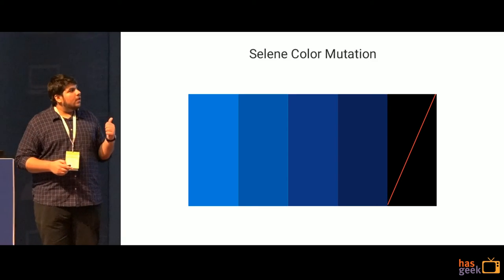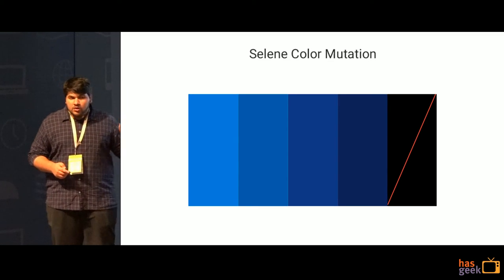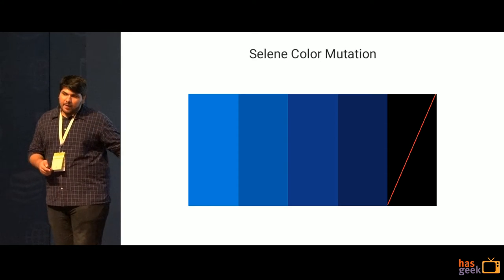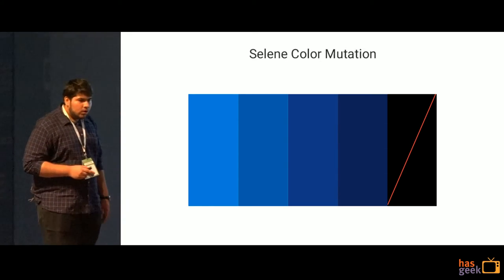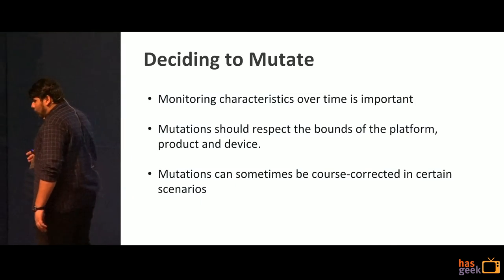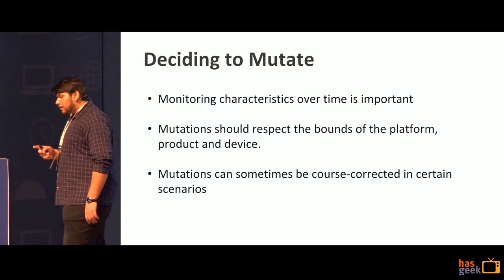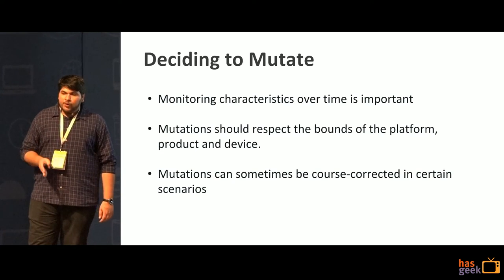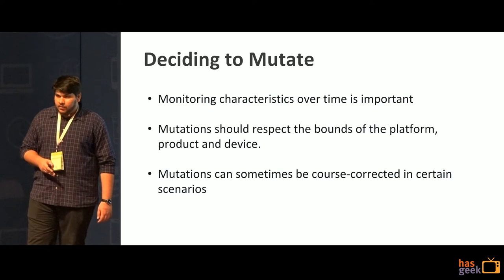So you can look at what I talked about. Moving to black would lose the identity of the blues, but staying within the spectrum of the blue would not have that effect. Deciding when to mutate. So one of the important things we need to keep in mind is monitoring characteristics over time and not mutating for short-term behaviors.